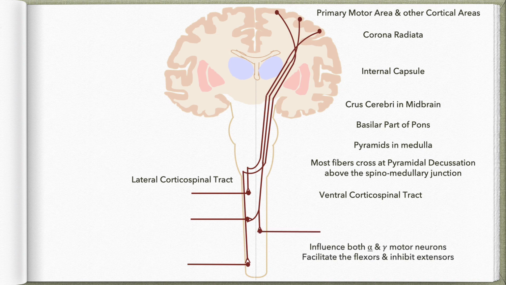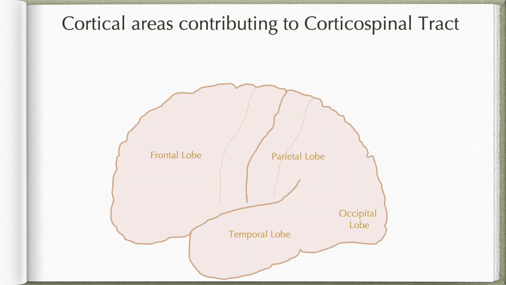The corticospinal tract influences both alpha and gamma motor neurons, and they facilitate the flexors and inhibit the extensors. So let's first start with the cortex.